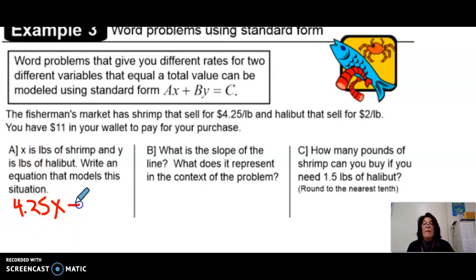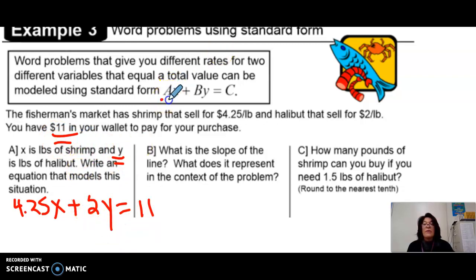X is how many pounds of shrimp. Plus, it's $2 a pound for the halibut. I don't know how many pounds of that I'm going to buy. That's what I'm asking. I know, though, that when I take 4.25 times my number of pounds of shrimp plus 2 times my number of pounds of halibut, it better not go over 11. That's all I have in my wallet.